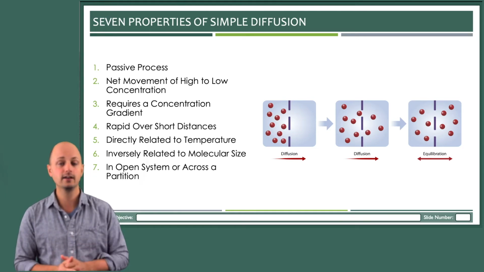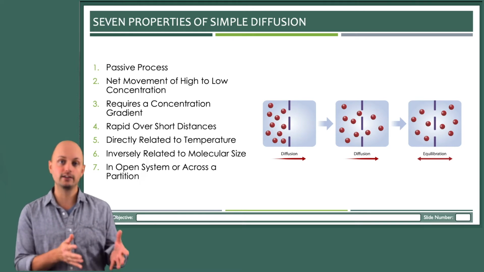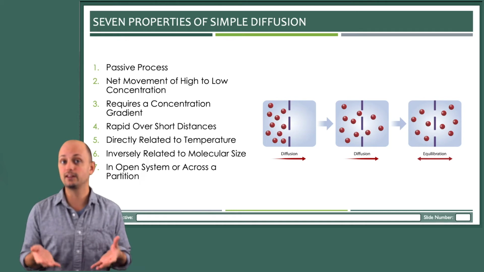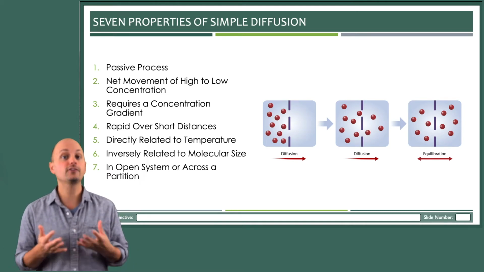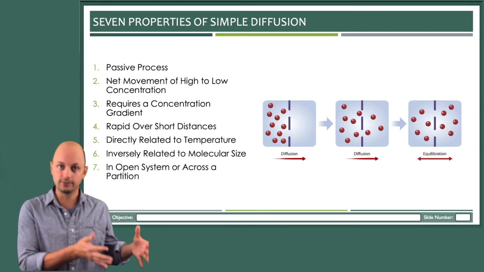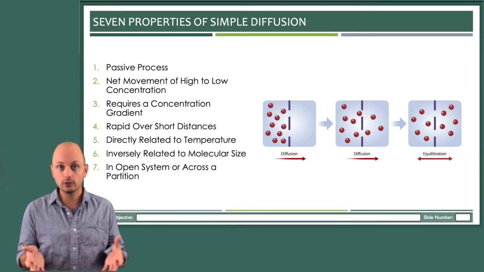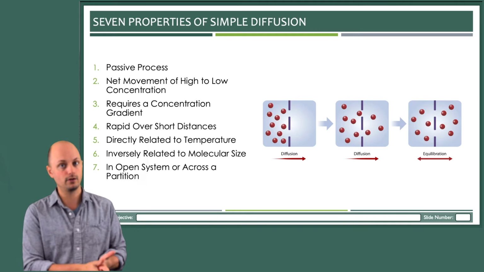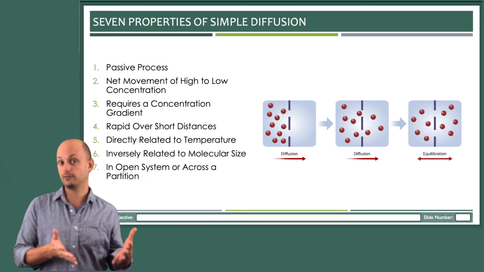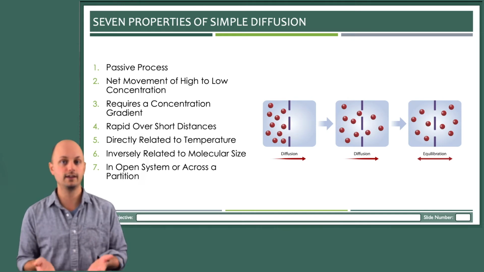So let me say it again. The concentration gradient is the absolute difference in solute concentration between two places. It's actually something that you can calculate. So in the leftmost image on this slide, we start off with 10 red molecules in the left compartment and 0 red molecules in the right compartment. This means that there's a concentration gradient, or difference in concentration, of 10.